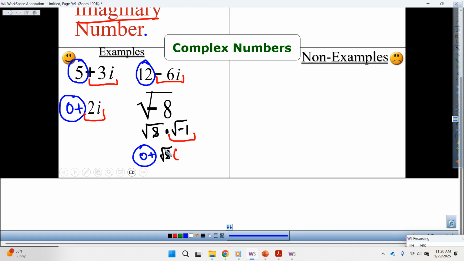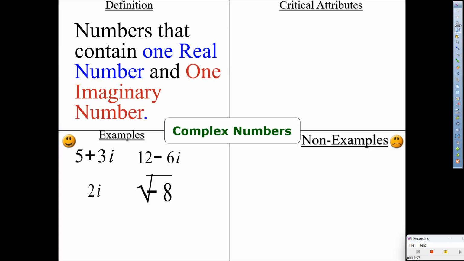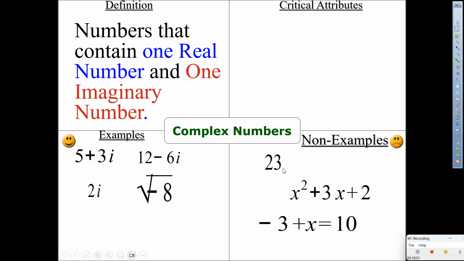Now we're going to get to these where I ask you for decimal values for those, but for right now we're good, right? All right, so those are complex numbers. All right, students, complex students. Non-examples, copy these. 23, Michael Jordan. X squared plus 3x plus 2. Negative 3 plus x equals 10. So as you're writing those down, tell your neighbor why these are not complex numbers. Why are these not complex numbers? Tell your neighbor, please.